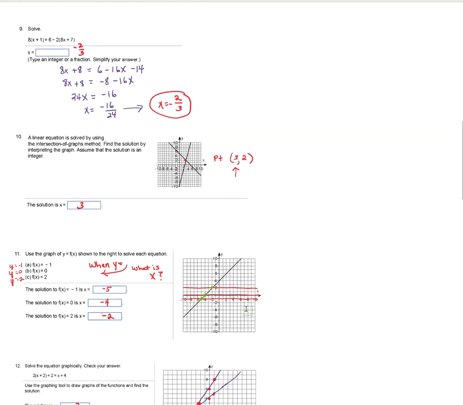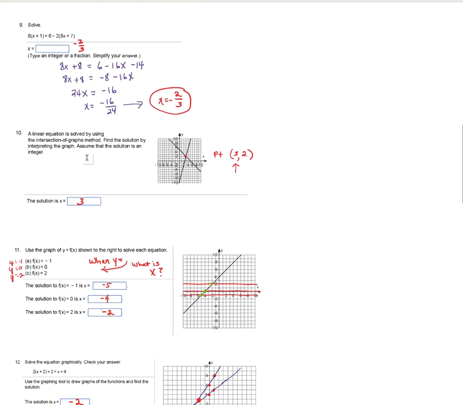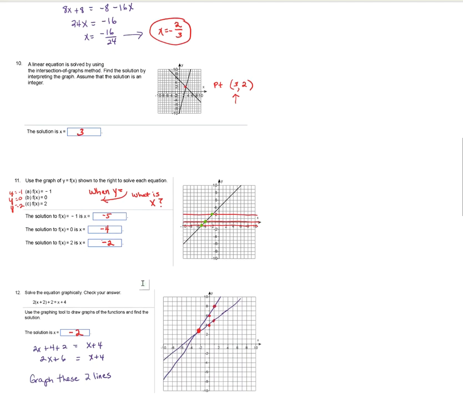Now number 10 says a linear equation is solved by the intersection of graphs. So all they did was give you a picture, and then you see where it's intersecting, and that point is (3, 2). You'll be able to see that better on your computer when it's enlarged. But you just want the x value. So 3 goes here.